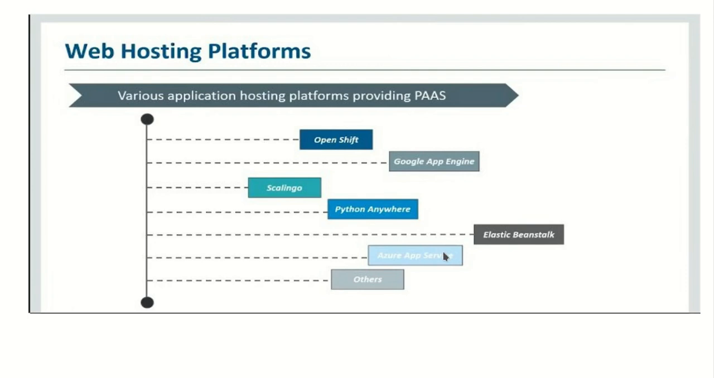We can see that Elastic Beanstalk is capturing most part of the market, but Google App Engine is in second position. It is also, as I discussed, very good, and I like Google App Engine also, which is a web hosting platform.